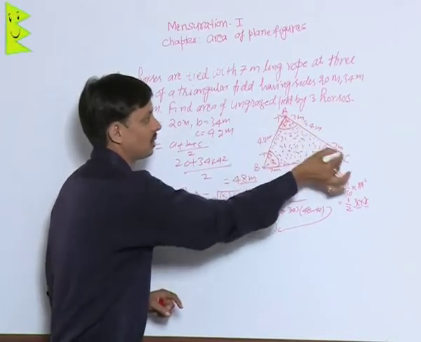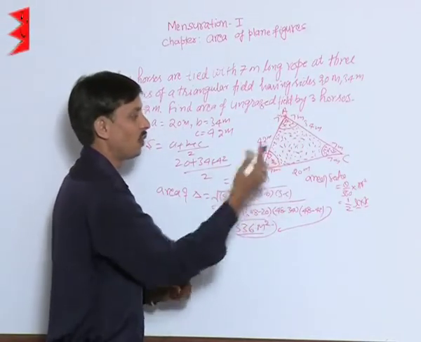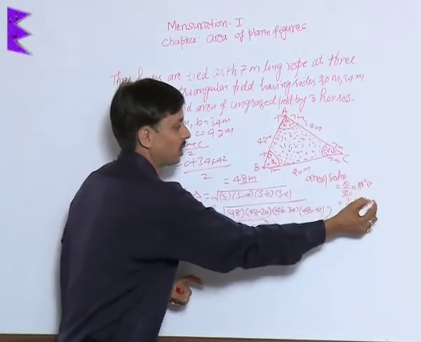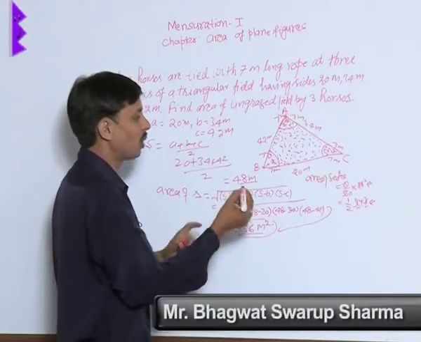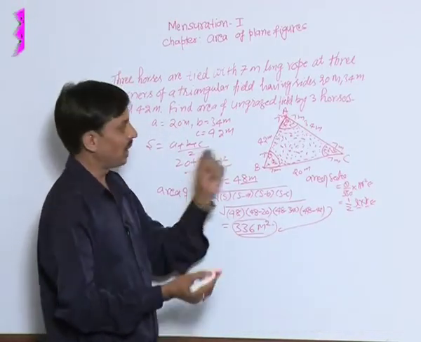But the triangle is not equilateral, no angle is given, so which formula needs to be applied? This or this? Now in order to remove this confusion, there is a technicality which we will apply.